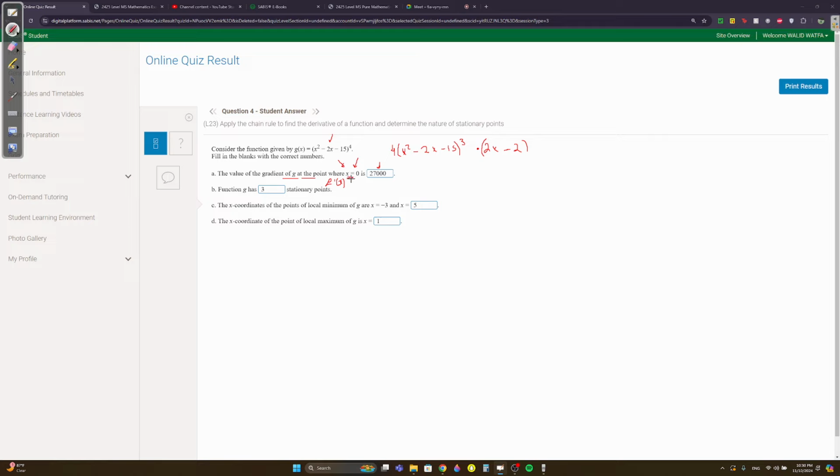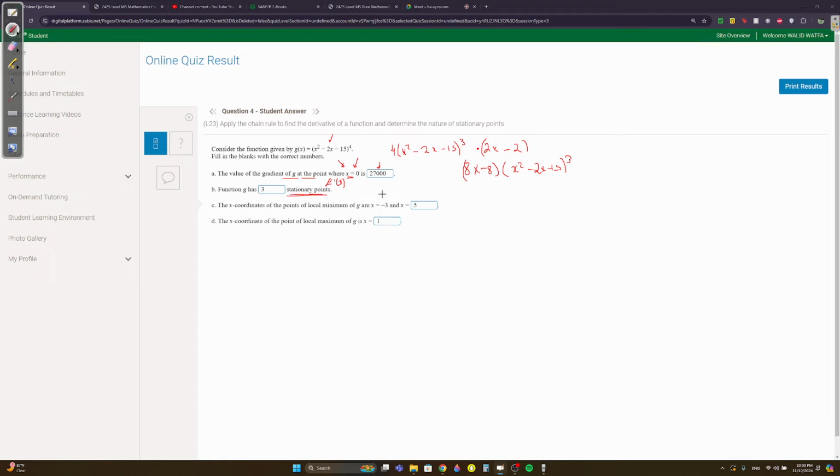Okay? Right. Function g has how many stationary points? Let me simplify this a bit so it's a bit easier. Obviously, you can't distribute the 4 into the cube because the cube is its own thing. So I'm going to distribute the 4 into the 2x minus 2. So it's going to become 8x minus 8, x squared minus 2x minus 15 cube.